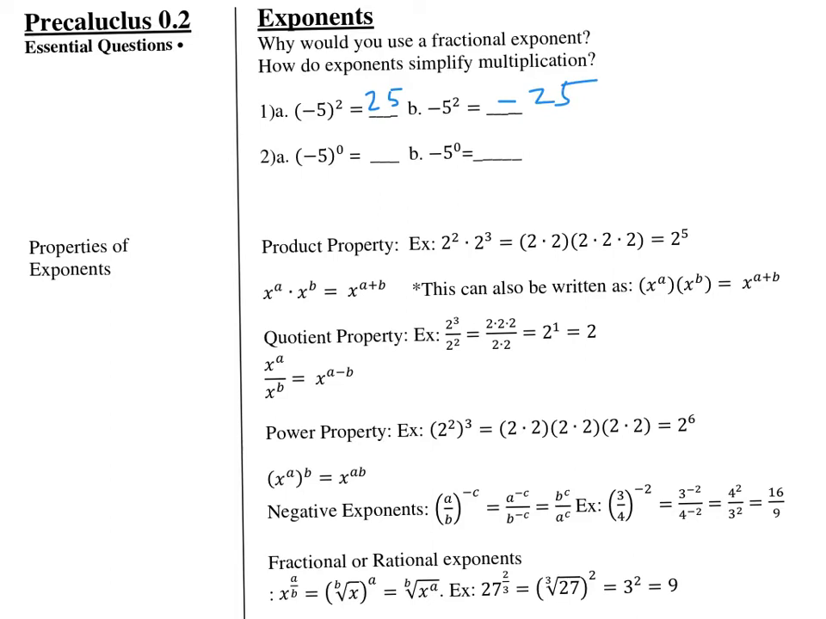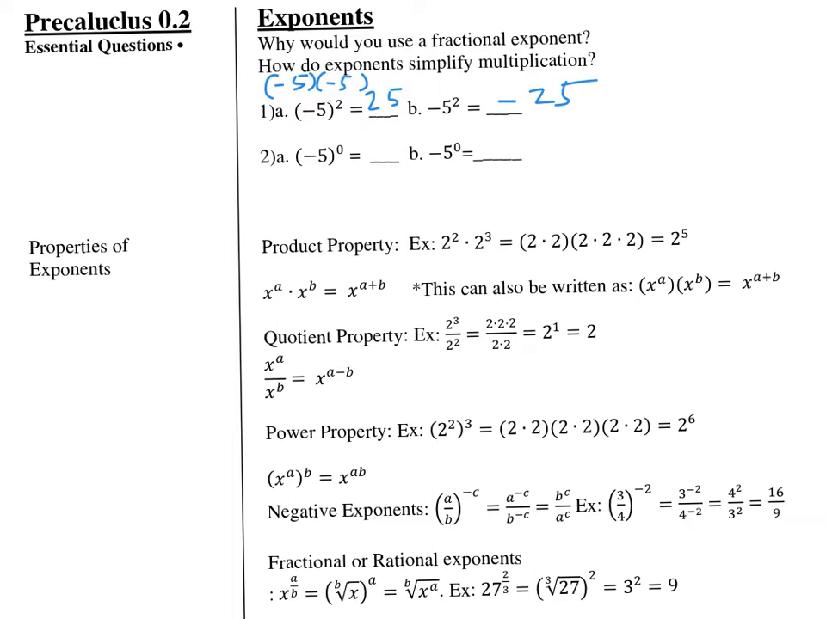Now, the reason for that is the parentheses. I think most people know 1A is easier, because you think of this as negative 5 times negative 5, and any negative times a negative is a positive, so that's going to give you a positive 25.